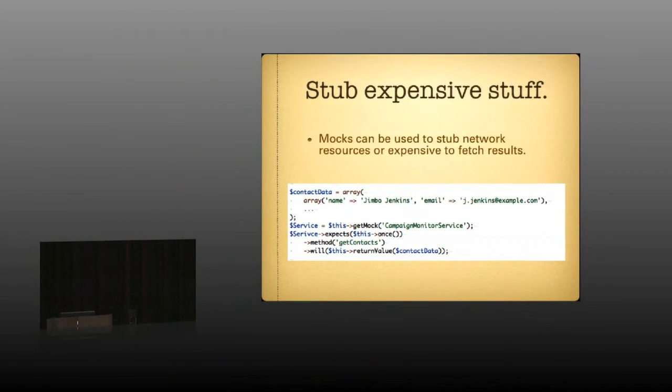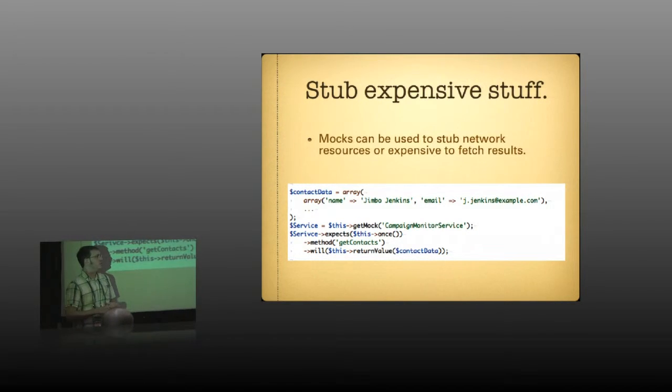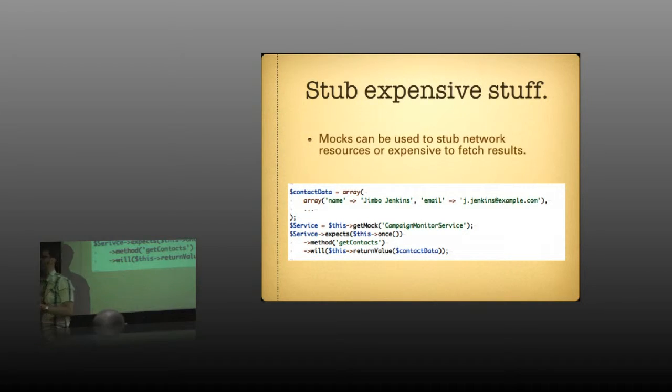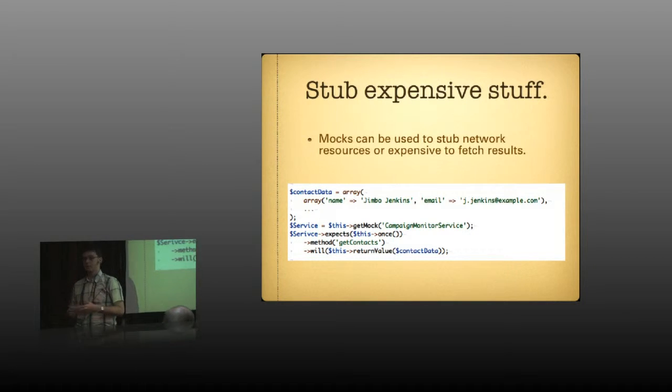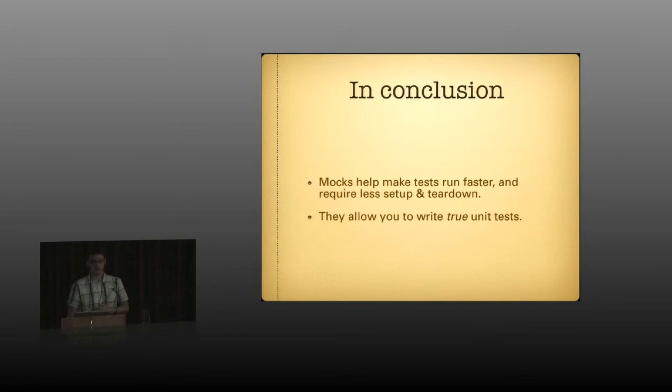There's once, so if the method gets called twice, the test fails. There's another method called never. If the method gets called at all, test fails. There's also exactly. You can expect it exactly a certain number of times, and if it gets called more or less than exactly that number of times, the test fails. So it's a good way to test that two objects are working well together.